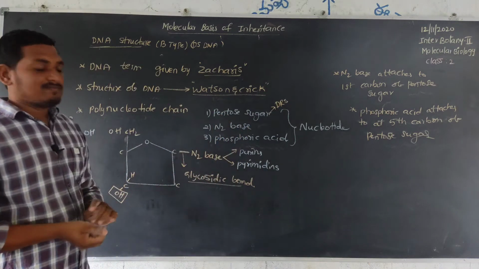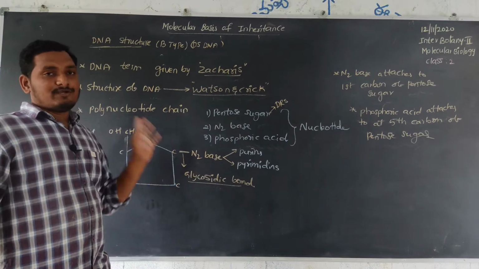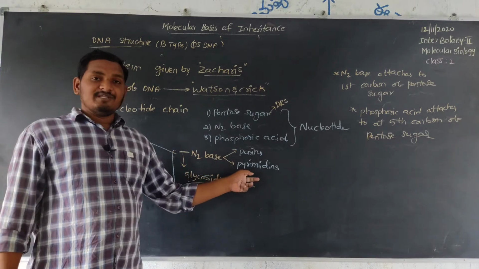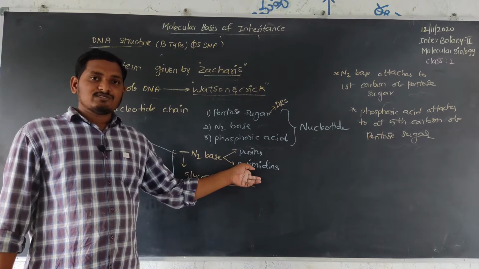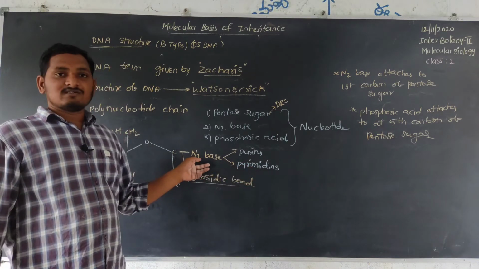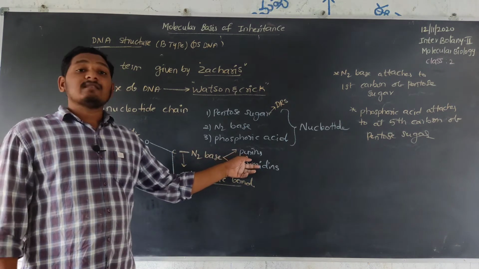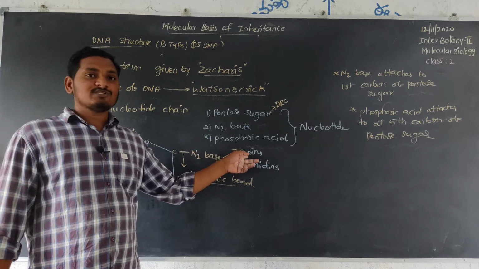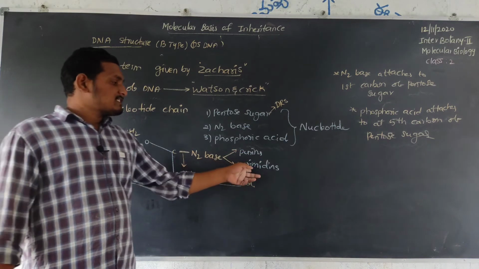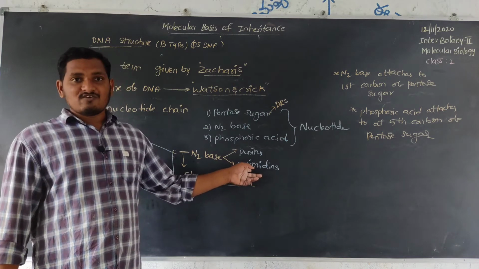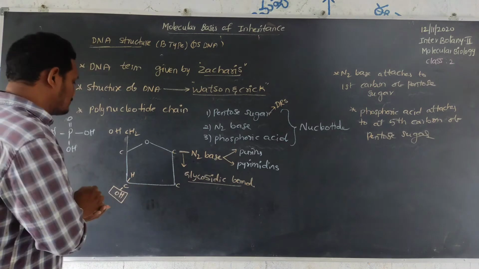In case of purines, the 9th position of the purine attaches with the first carbon of pentose sugar. In case of pyrimidines, the first position of the nitrogen atom is connected with the first carbon of pentose sugar. So the 9th position of purines and the first position of pyrimidines connect with the first carbon of pentose sugar.